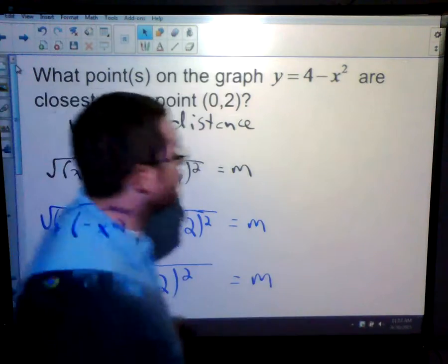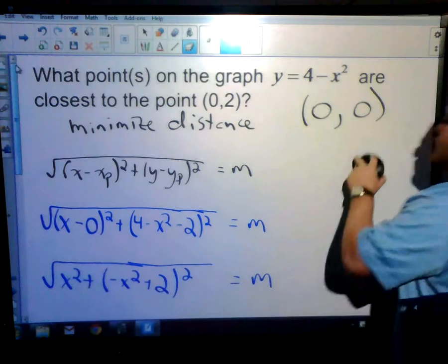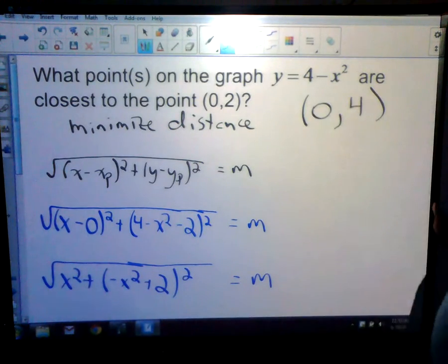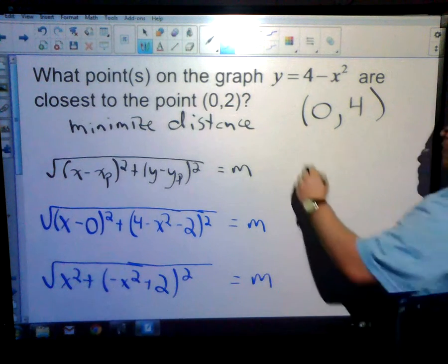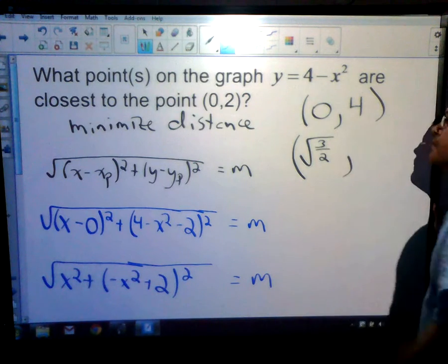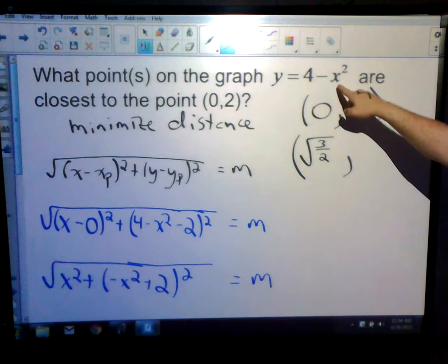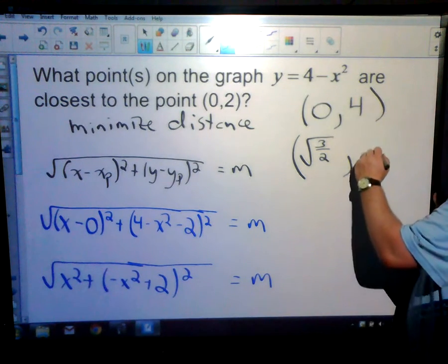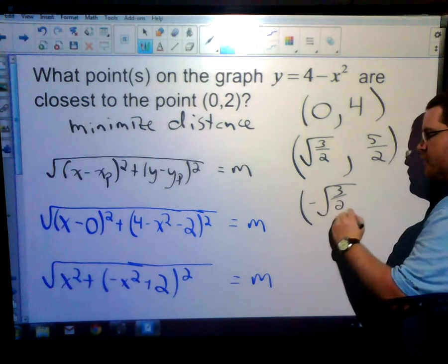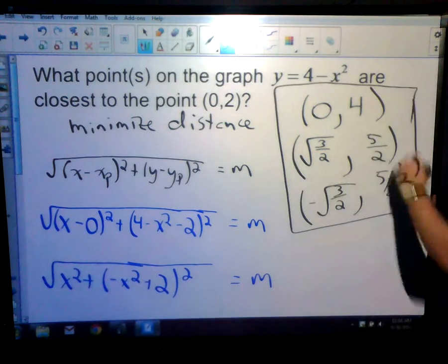So the points are 0, 0. Nope, sorry, 0, 4. The other ones are positive square root of 3 over 2, comma. If you plug in positive square root of 3 over 2, square it, you get 3 over 2. That's 8 over 2. 8 over 2 minus 3 over 2 is 5 over 2. If you plug in the negative and square it, you get the positive back, so you get that. You get these 3 answers.